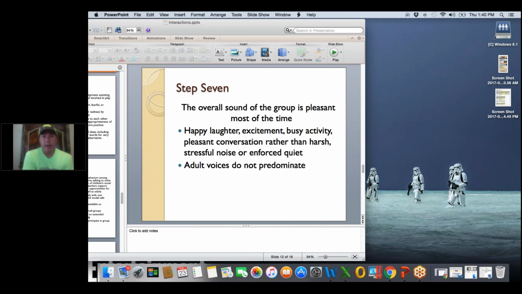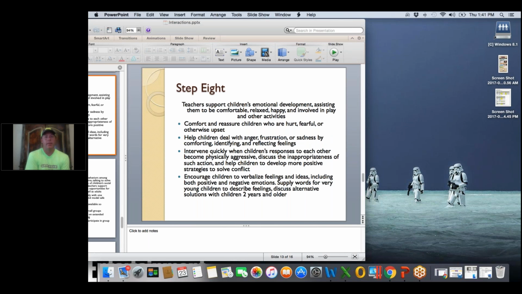Eight, this is a lot right here on one slide, but teachers support children's emotional development, assisting them to be comfortable, relaxed, happy, and involved in play. We have a whole functional area coming up. Next week is creative. The week after that is self. So when we get to functional area self, we're going to talk about this one a whole lot right here.